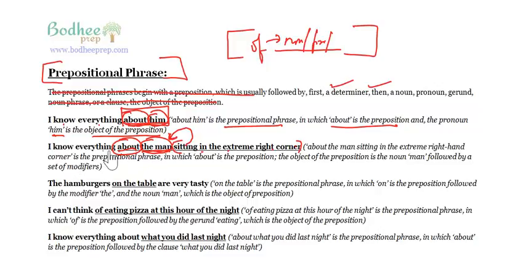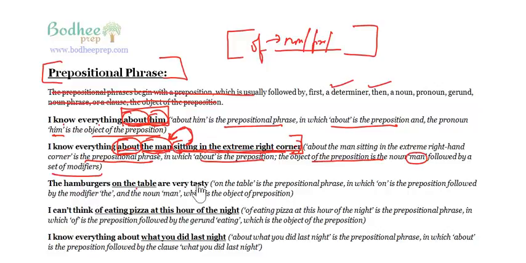So I know everything about the man. And who is that man? That man is sitting in the extreme right corner. What kind of man? The one sitting in the extreme right corner. So this entire thing is the prepositional phrase. And within this prepositional phrase, we have a preposition followed by the noun the man. And this further is followed by what we call a modifying phrase, and this again has a name. This is basically a participial phrase modifying the man. About the man sitting in the extreme right corner is a prepositional phrase in which about is the preposition. The object of the preposition is the noun man followed by a set of modifiers. This is the set of modifiers modifying the man, right?